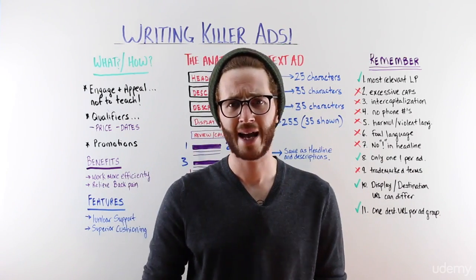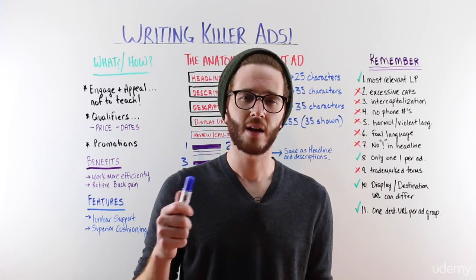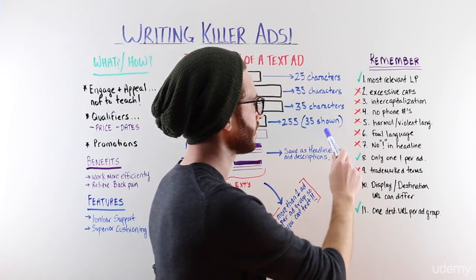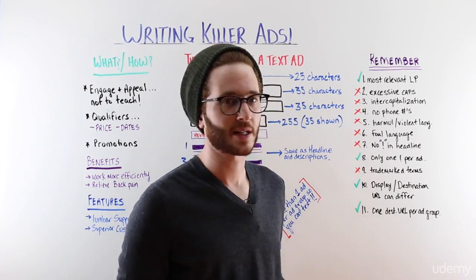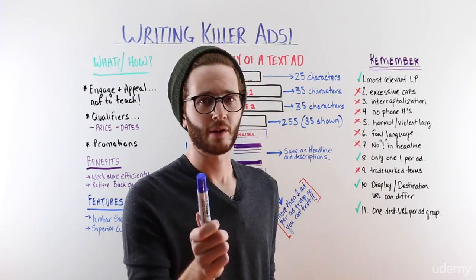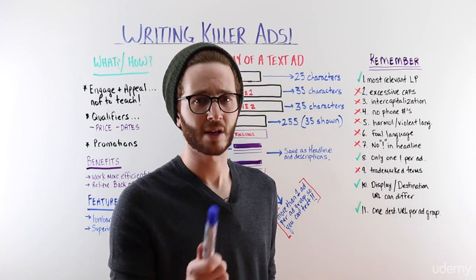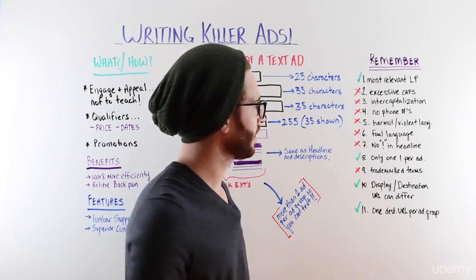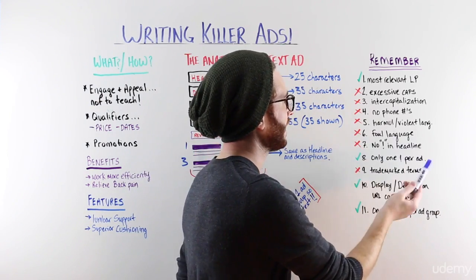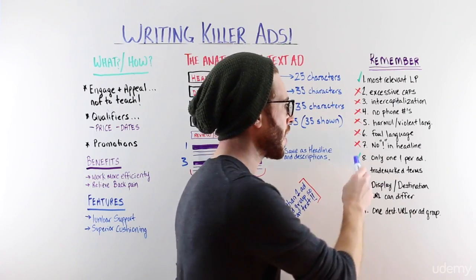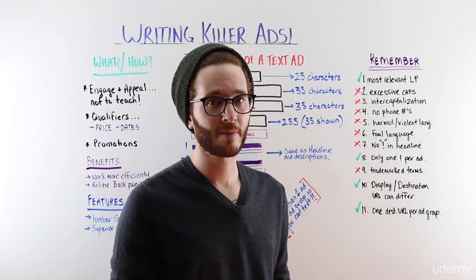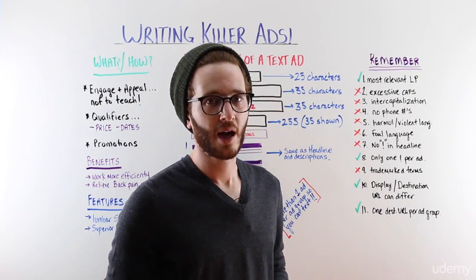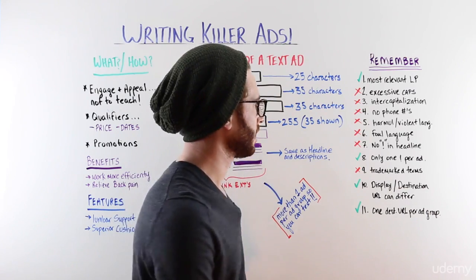No phone numbers in the ad. If you want to have your phone number in the ad, you need to add a call extension. Harmful, violent language, of course, that's a given. Not only will your ad get disapproved, but you're likely to have your account suspended, which is a more difficult and more cumbersome issue to deal with. Foul language, same thing. No exclamation points in the headline. This is something which people really forget, and your ad will get disapproved and you'll have to change it.